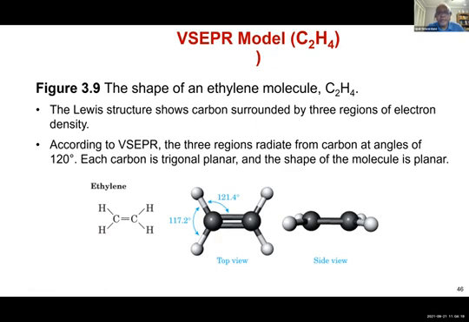In the whole molecule, each carbon atom is trigonal planar, and the shape of the molecule is planar because the double bond between the carbons keeps them in the same plane.